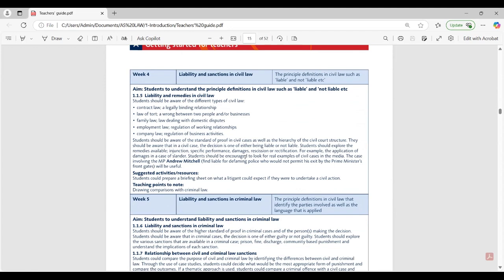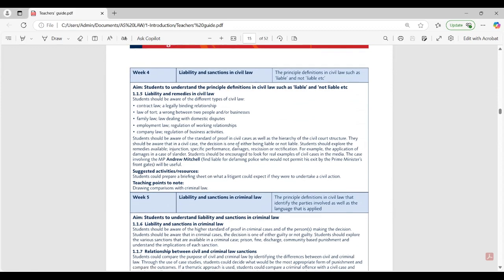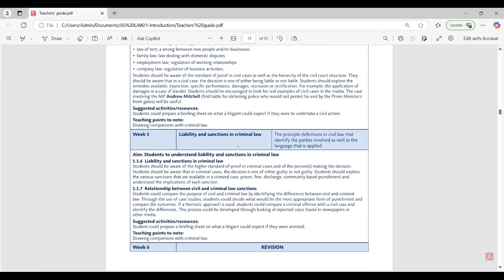Very briefly, you just have to know what these laws are and the different remedies available, such as injunctions, specific performance, damages, rescission, and rectification. And thereafter, you should know the sanctions in criminal law. That means if any person is convicted of a criminal offense, what are the punishments that he can get, whether it's prison sentences, suspended sentence, community service, and many more.